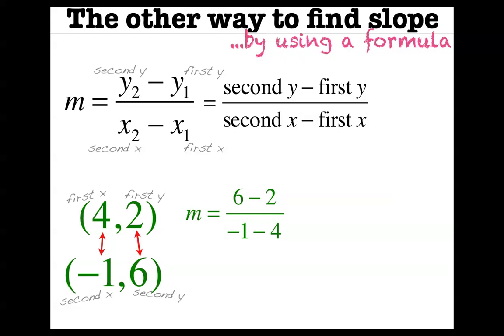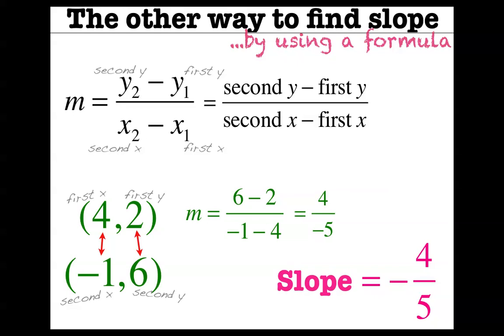Okay, and then we just have to do the math. What's 6 minus 2? 4. And what's -1 minus 4? -5. So what's our slope? -4/5. And we found that slope using a formula, and we never even drew a graph or counted any spots, did we?